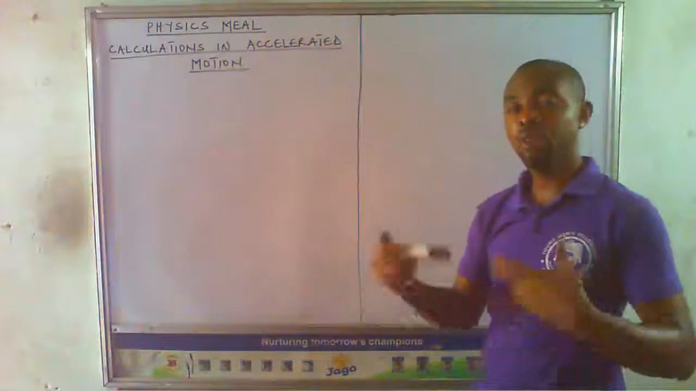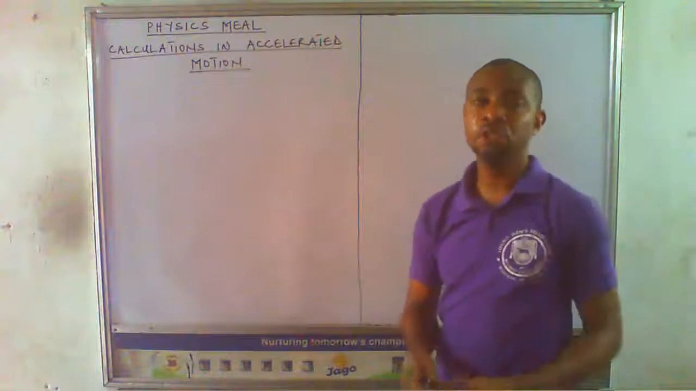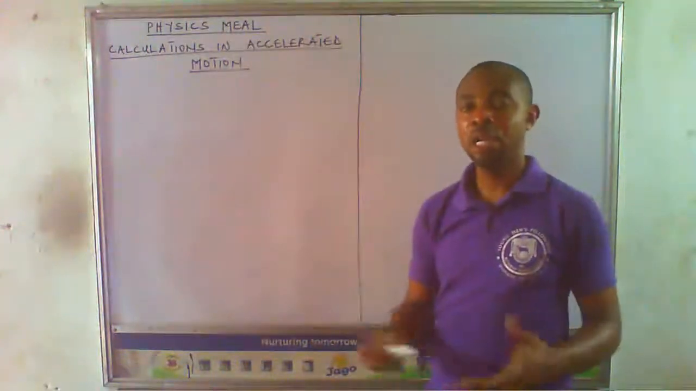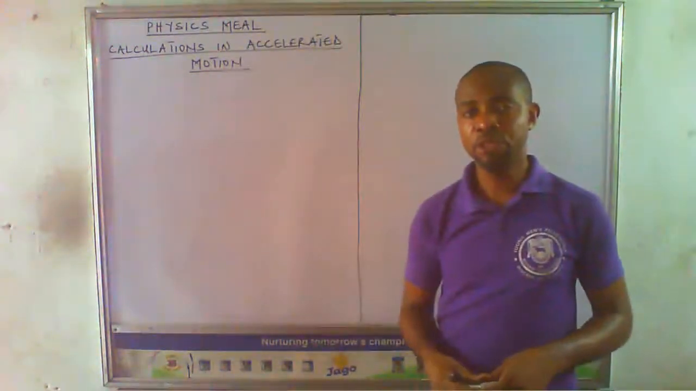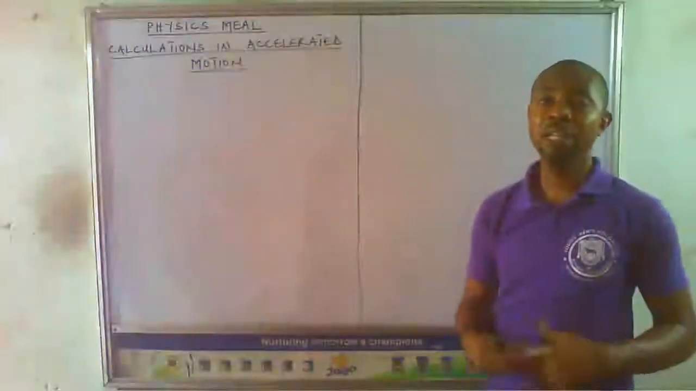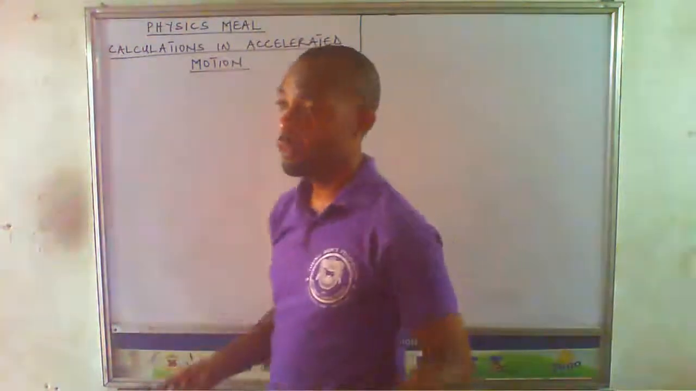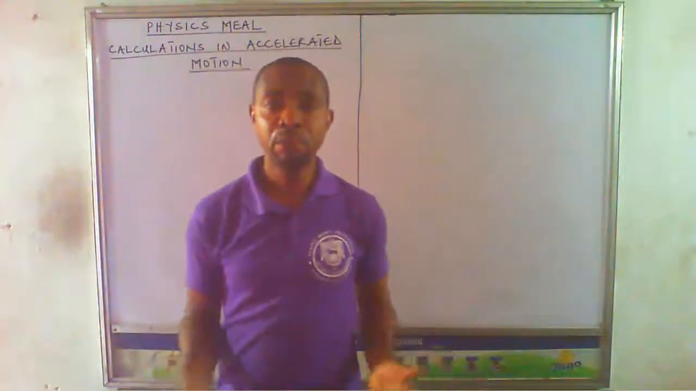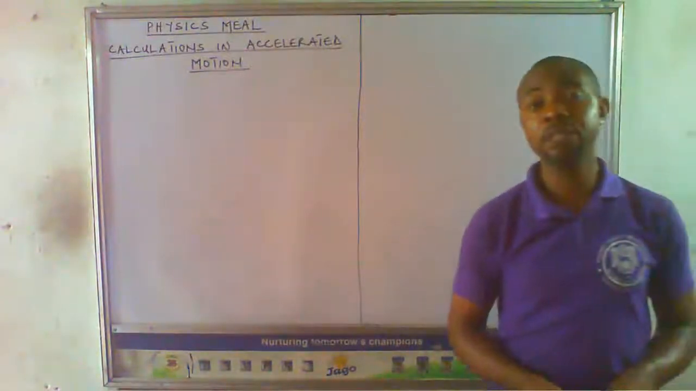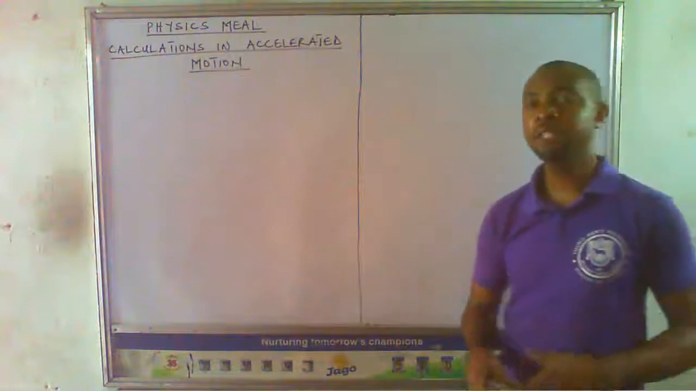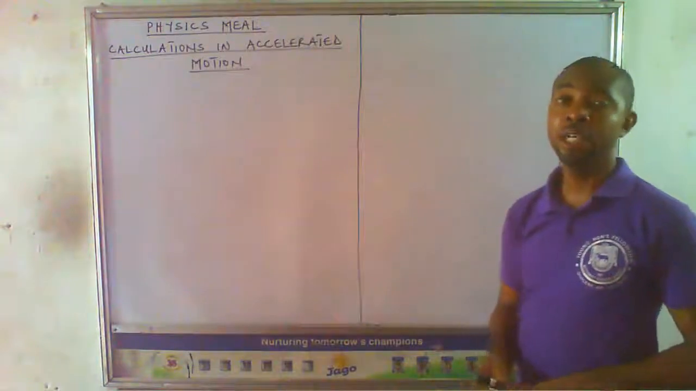Now, these motions we look at them in different aspects. We still look at simple harmonic motion, projectile motion, circular motion, and so on. Then for linear motion, we usually talk about the accelerated motion. So today our business is to see how we can carry out calculations in accelerated motion. I believe that you have known the basics of accelerated motion: the concept of velocity, acceleration, displacement, distance, and time, because these are the quantities that we are going to encounter as we do calculations on accelerated motion.